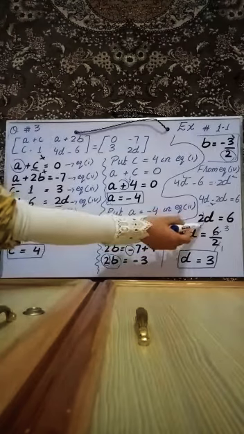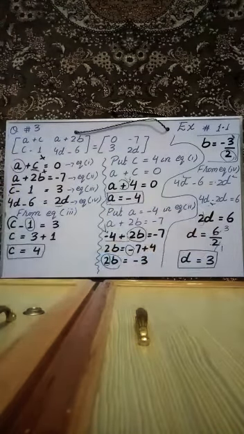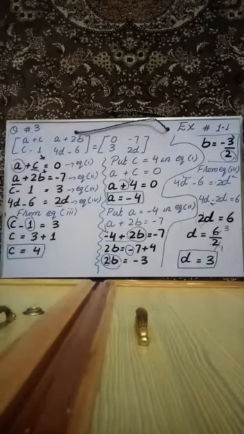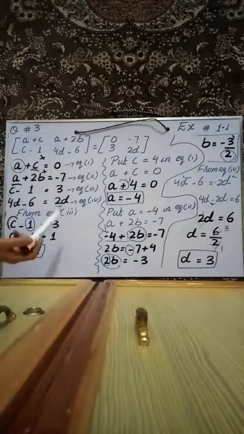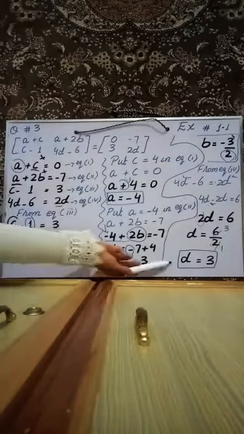So 2 is again being multiplied here. When it is shifted to that side, it will get divided, because the inverse of multiplication is division. So we will have the answer of D as 3. So we have found all the values A, B, C and D.